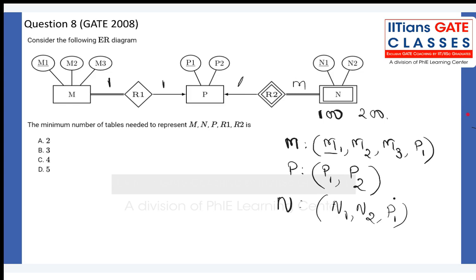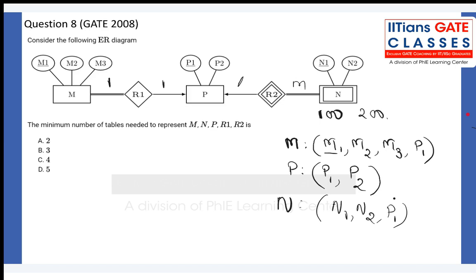Anyways, let's come back to what we are trying to talk about. The minimum number of tables needed to represent M, N, P, R1, R2 is what? So what is the answer to this question? How many tables do you see? 3, right?